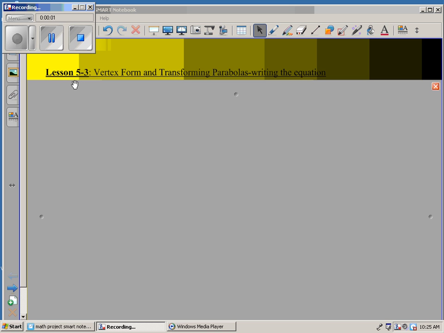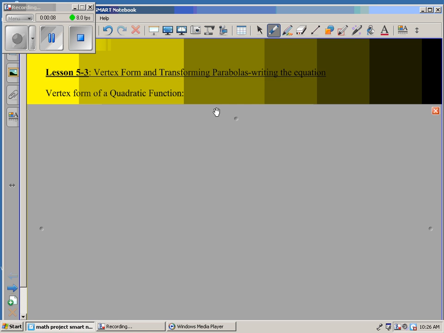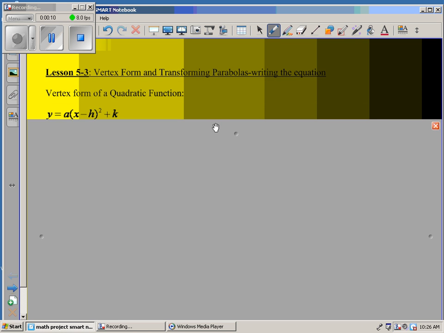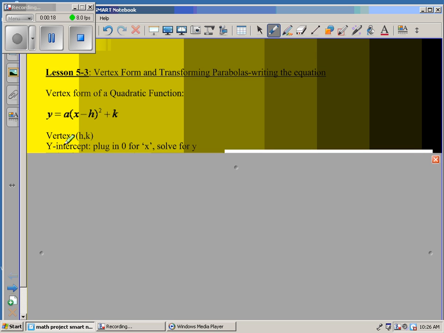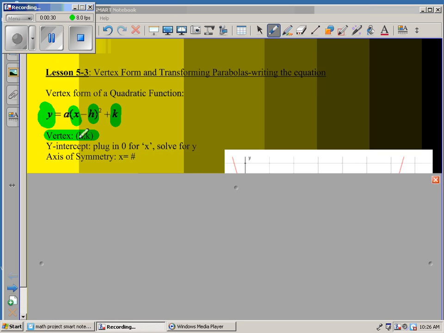Alright, so today we're going to be doing lesson 5.3, vertex form and transforming parabolas, writing the equation. The vertex form of a quadratic function or equation is y equals a, x minus h squared plus k. The vertex of this equation is (h, k). And the y-intercept, you have to plug in 0 for the x value and solve for y. And then the axis of symmetry is x equals a number. That number comes from the x value of the vertex, which is h.